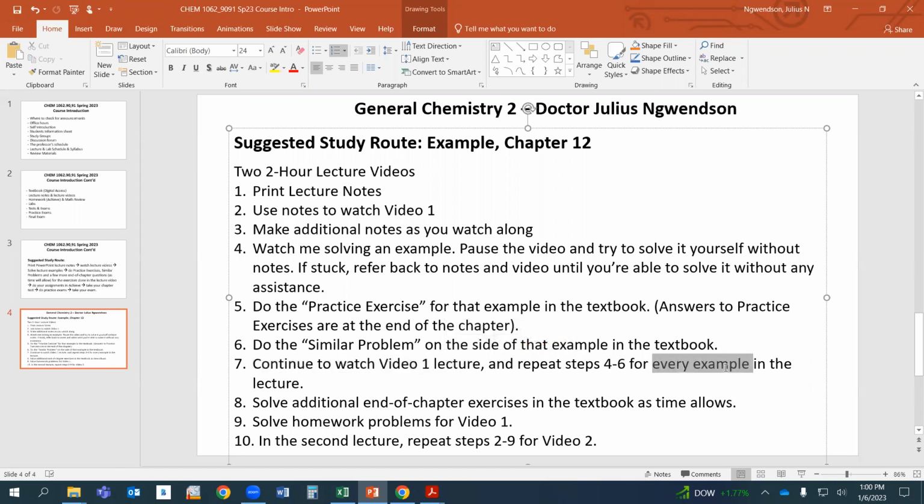Every example that we get to, you have to repeat steps 4 to 6. Every example. That is, first of all, watch me solve it, pause the video, get a plain sheet of paper, and solve it on your own. Then you go to the practice exercise in the textbook and solve it also on your own. And then the similar problem, you solve it on your own. So you keep doing that.